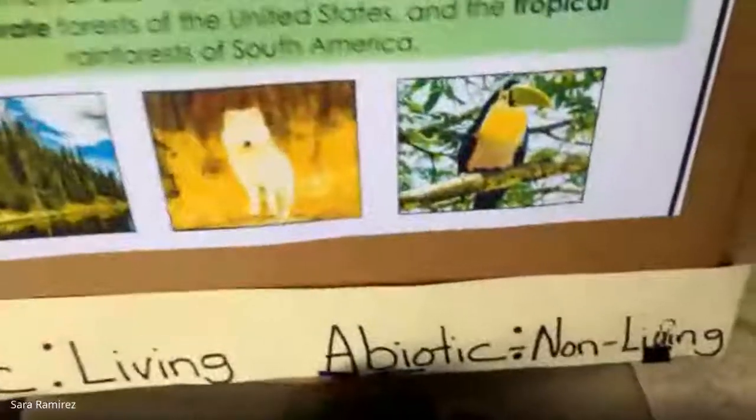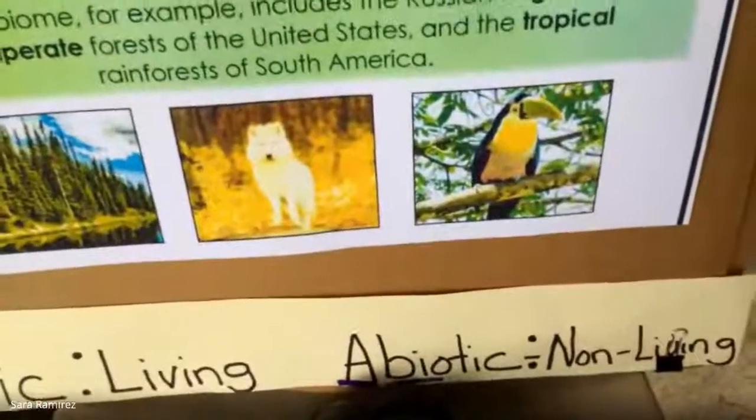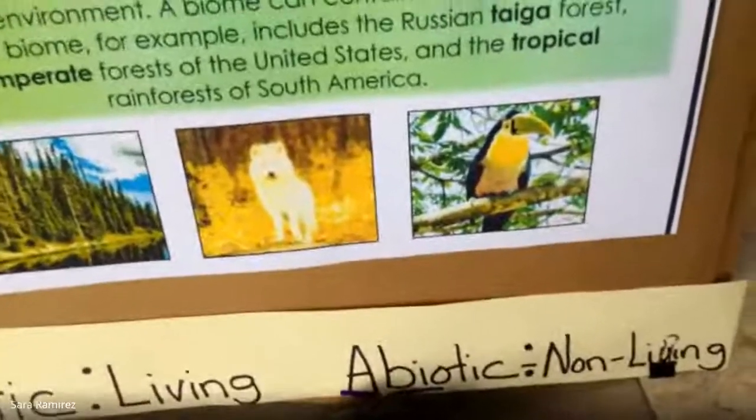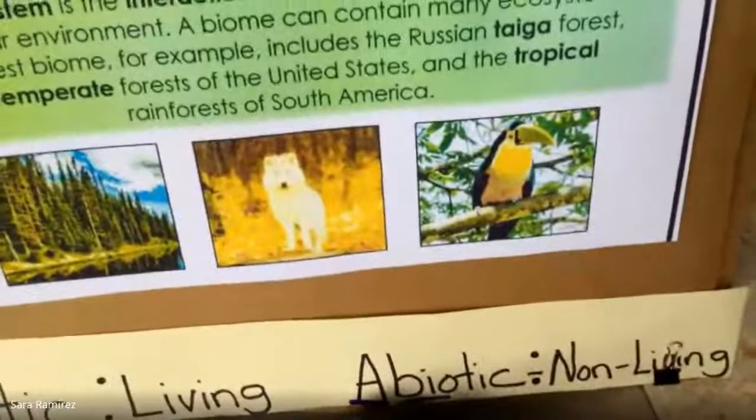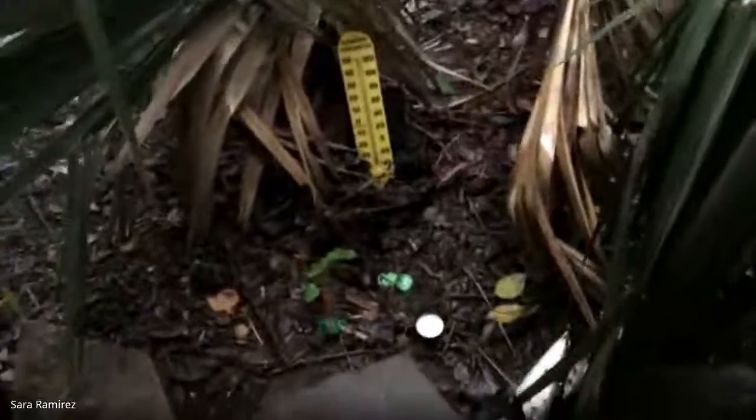Then we have something called abiotic. That's just the scientific word for non-living. So a means without, and bio again is life. So abiotic means without life. Can you name some abiotic factors that you can see in this environment here? The first abiotic factor that I see in this environment is this nice little puddle of water.